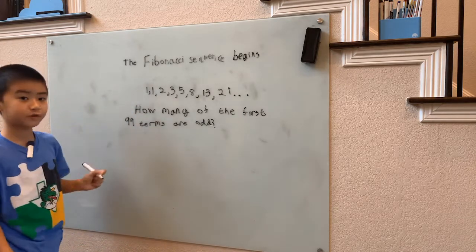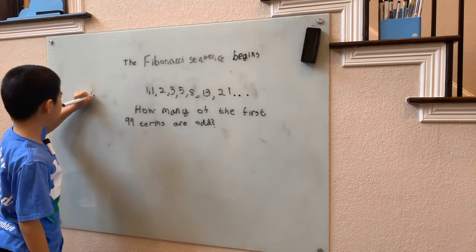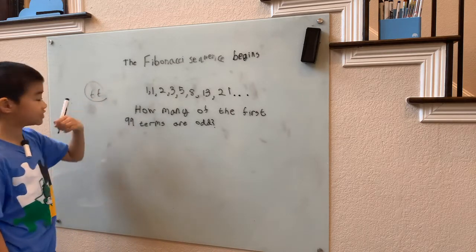So we just take 2/3 of 99. And since 1/3 of 99 is 33, 33 doubled is just 66.